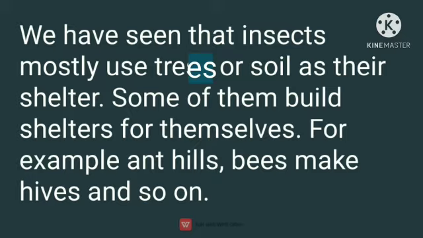Some of the insects build shelters for themselves. For example, ants build ant hills for themselves, and honeybees build beehives for themselves. So some insects are building their own shelters.